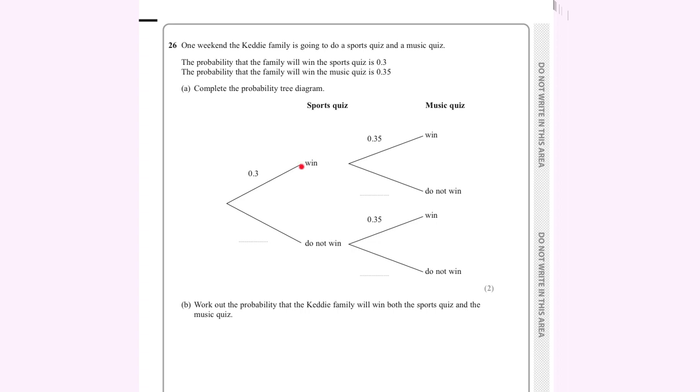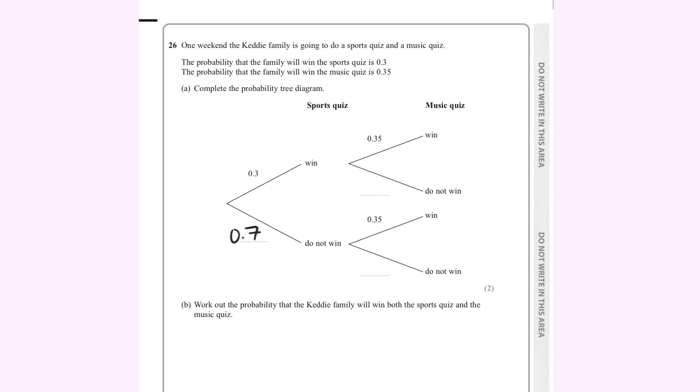So if it's 0.3 to win, then do not win will be the rest. So that would be 0.7. Okay, so I've not even looked at the question, all the words and all the faff. We've just been asked to complete it. We're going to crack on and complete it. Okay, it says on this one, so that's the sports quiz only. Alright, that's just the sports quiz. Now we're looking at the music quiz on this side.